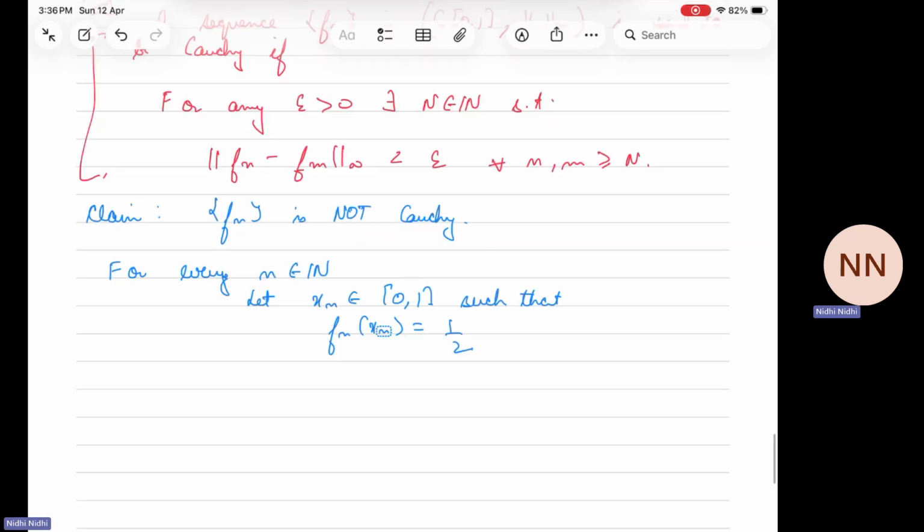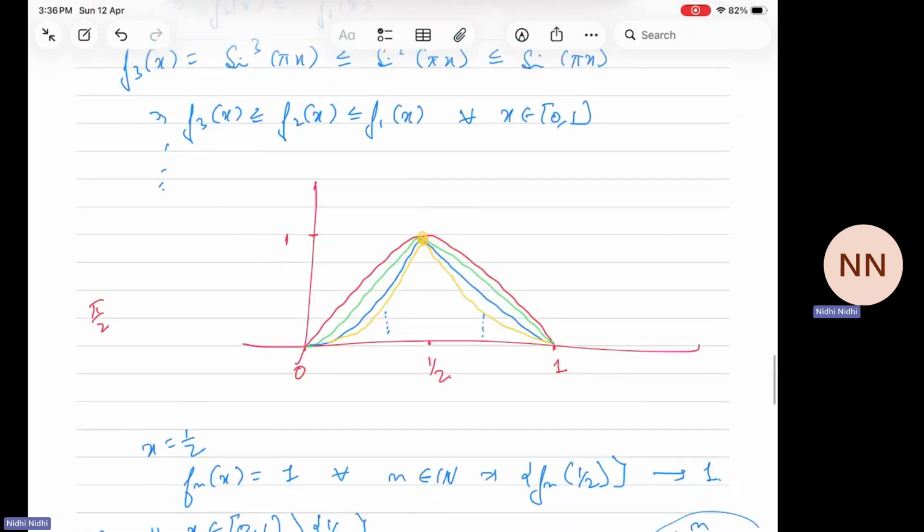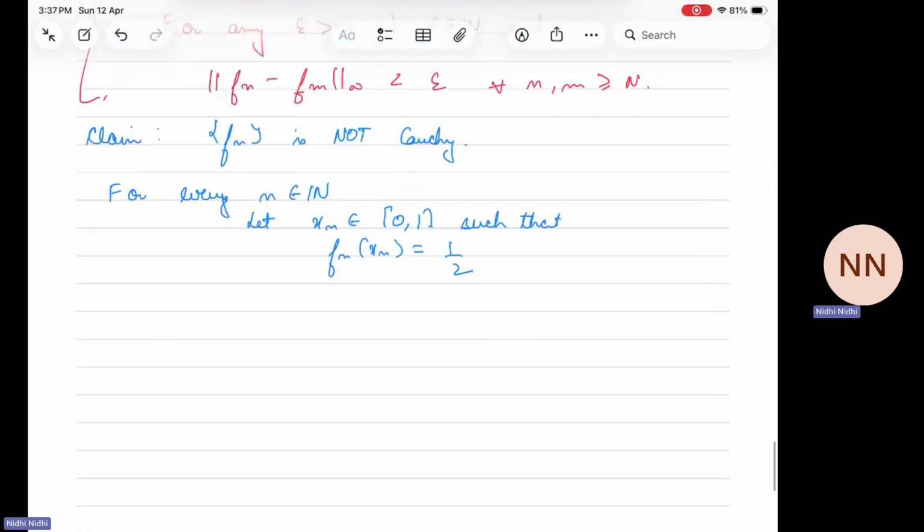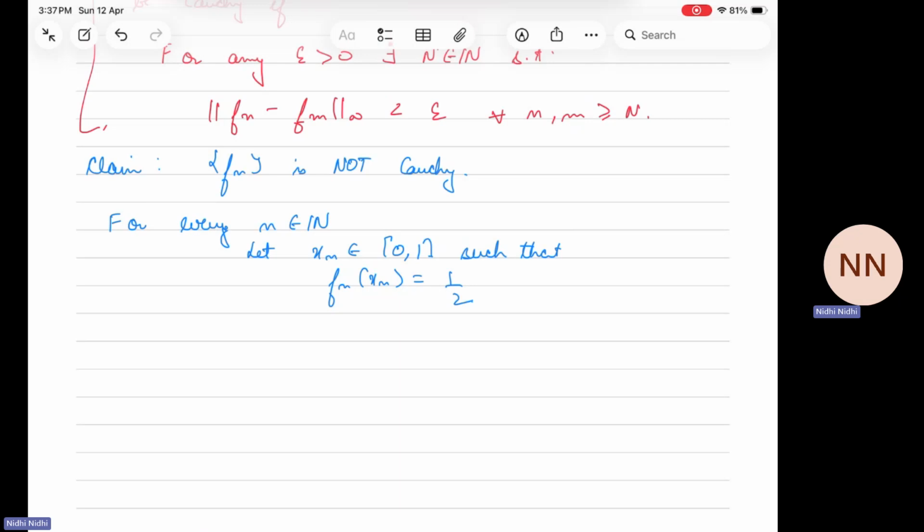We can always find such an xn because, see, what do we need? This is somewhere in between, 1 by 2, if we take this line. So for f1 this will be our x1. For f2 we need to find x2 such that at that point the function attains value 1 by 2. So this will be our x2 and this will be our x3 and so on. We can always find such an xn. We'll see how this will be helpful for us.